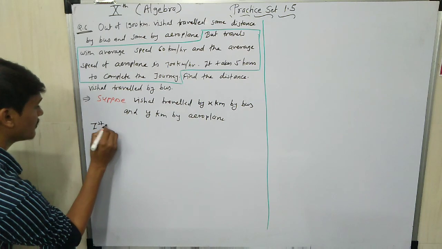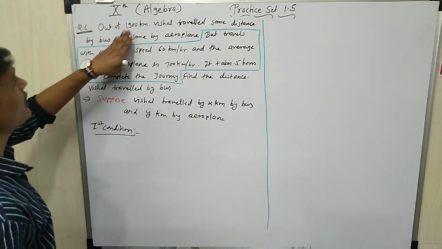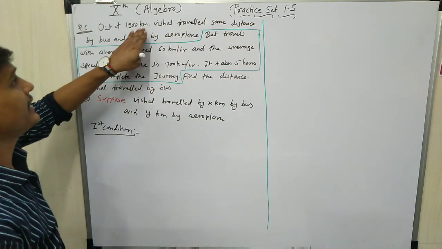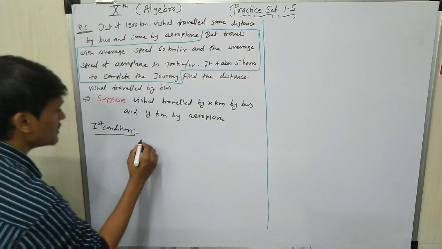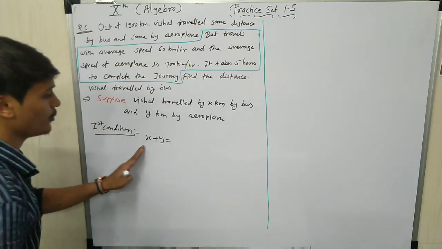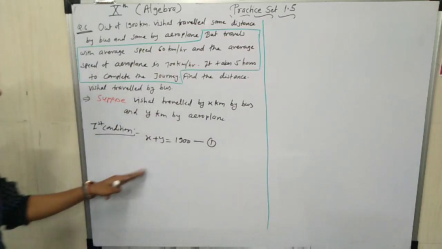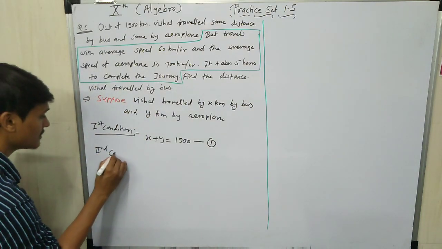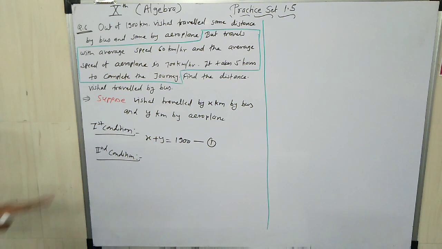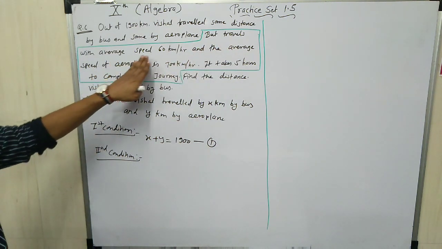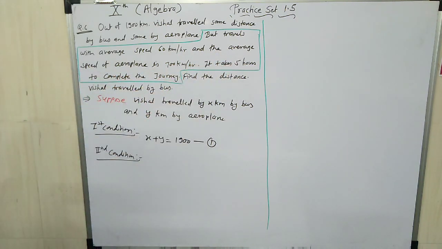Now first condition. Out of 1900 km Vishal traveled some distance by bus and some by aeroplane. Means some distance by bus and some distance by aeroplane is equal to 1900. This is equation number 1. Now second condition. What is the second condition? The bus travels with average speed 60 km/h and the average speed of the aeroplane is 700 km/h.